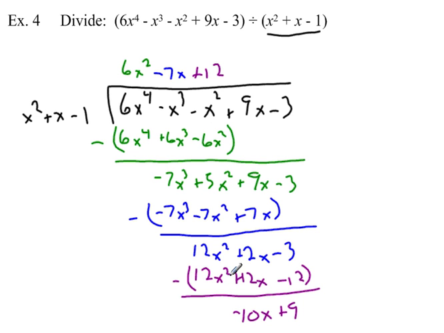Now we can't do that any further. Nothing times x squared is going to give me this, so we have a remainder. Now your remainder, your part left over, think about this. If we were dividing by 5 and you had 2 left over, you'd have 2/5 remaining. So it's like you have your remainder over what you're dividing by. So we have to say plus negative 10x plus 9 over x squared plus x minus 1. And there's your answer.